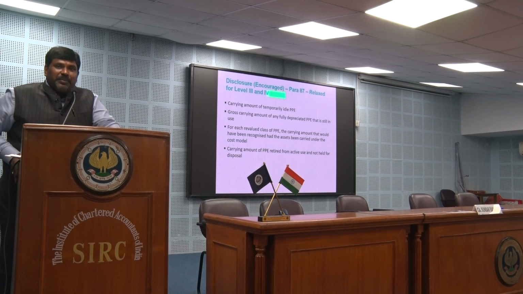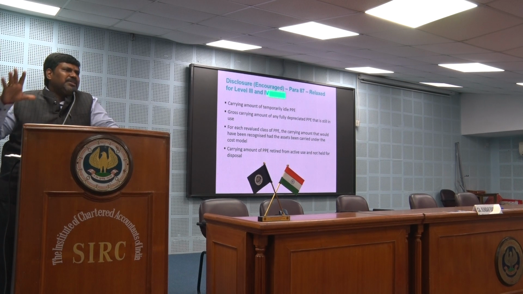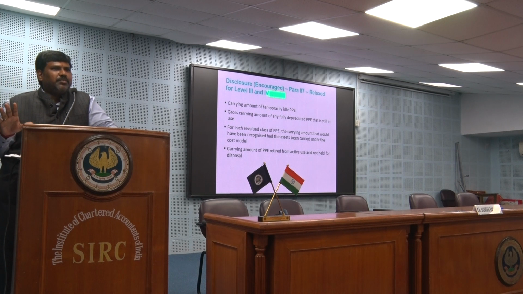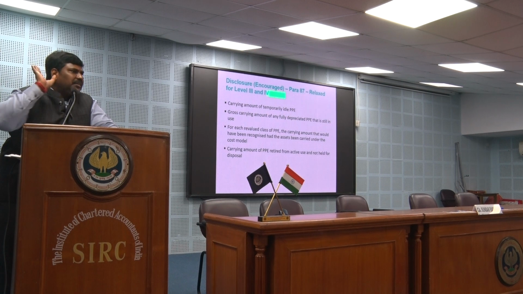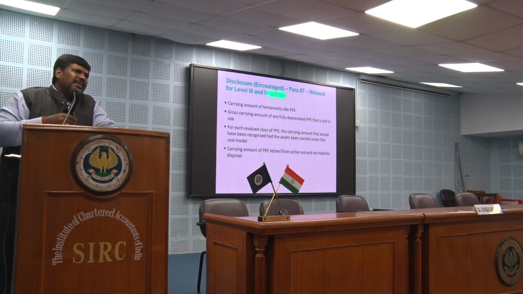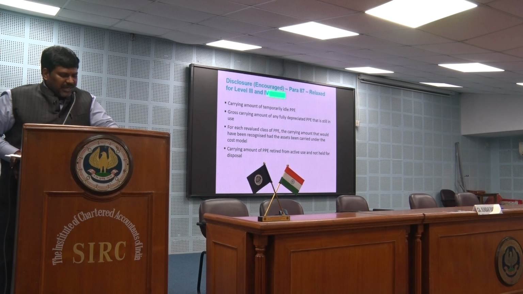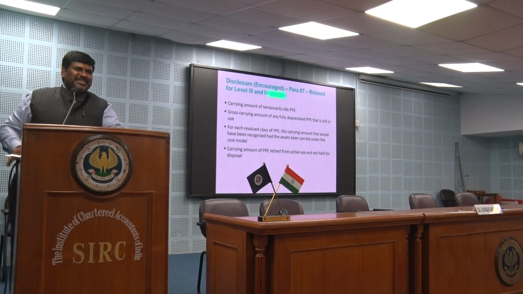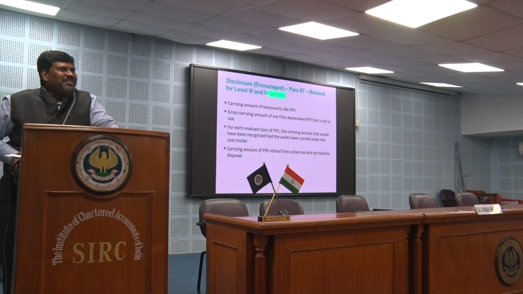Carrying amount of temporarily idle property, plant and equipment. If there are a bunch of assets, a particular class of assets, in case it's not being used in the production process, you just for namesake provide a depreciation. Those assets need to be disclosed. It's more of an encouraged disclosure as per the standards, which is sought to be relaxed in respect of a non-corporate entity falling under category 3 and 4.